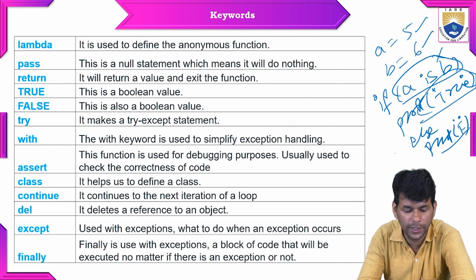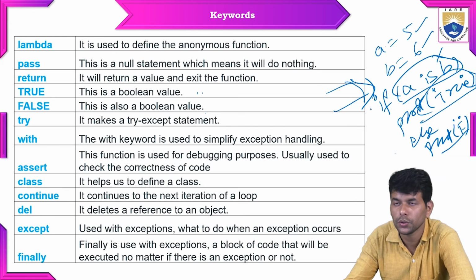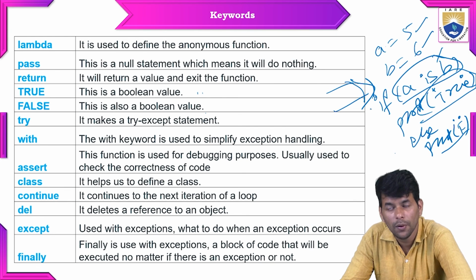So true and false are the two keywords which I have explained now. The true keyword as well as the false keyword. When the condition becomes true, then true will be printed on the screen. Or when the statement becomes false, then the output will return false only.